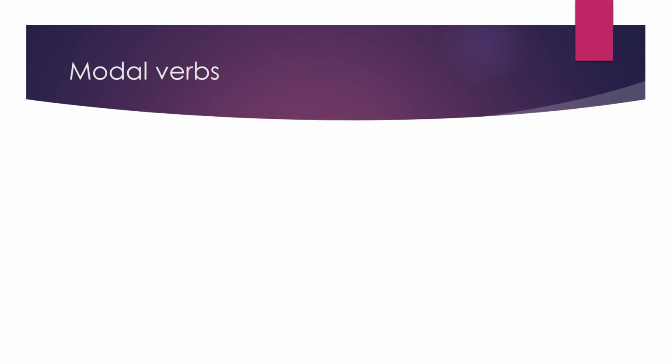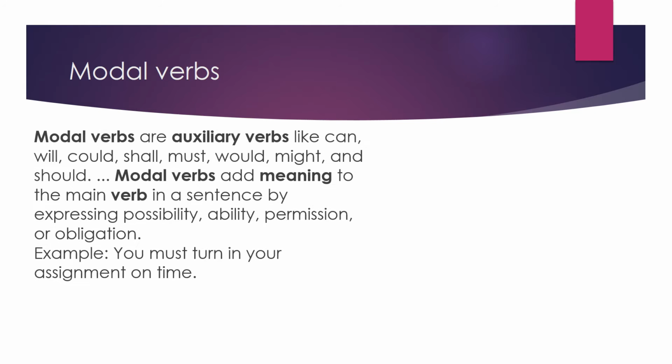First, we're going to start talking about what a modal verb is. Modal verbs are auxiliary verbs like can, will, could, shall, must, would, might, and should. Modal verbs add meaning to the main verb in a sentence by expressing possibility, ability, permission, or obligation. Example: you must turn in your assignment on time. You have the obligation to hand in your work at a certain time.